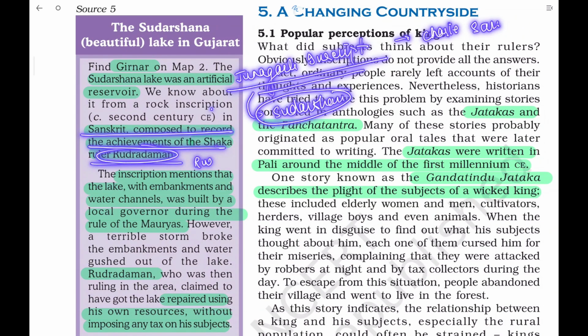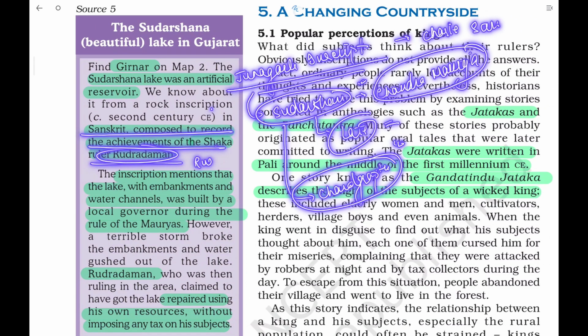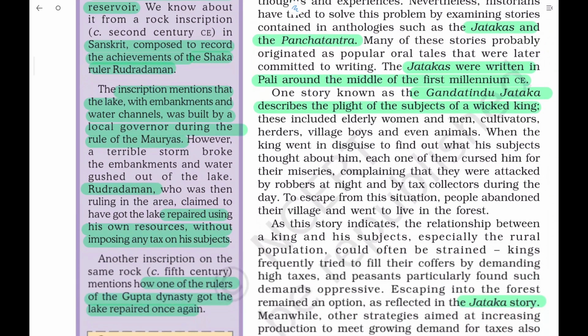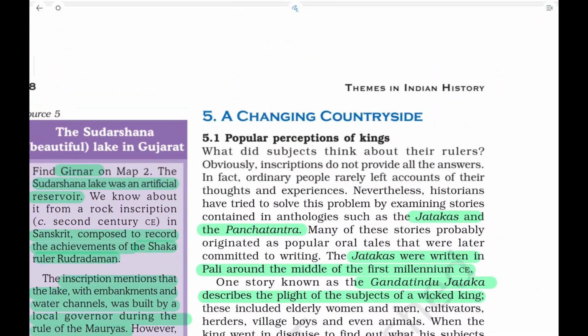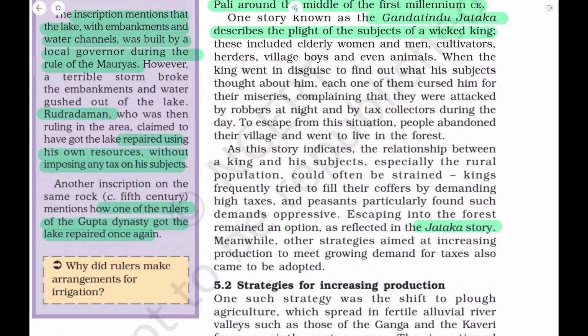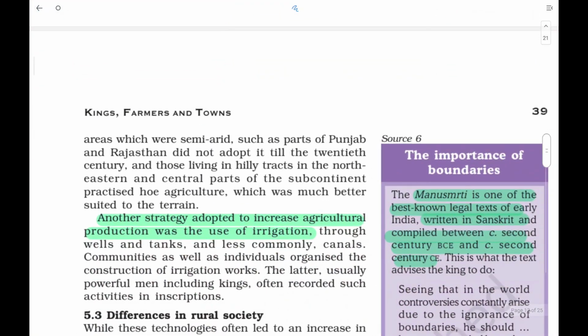Now, what mention does it find? That the Sudarshan Lake was built by Chandragupta Maurya, the founder of the Mauryan Empire, and was later repaired by Rudradaman. Also, a Gupta ruler played a significant role in the maintenance of the artificial lake, the Sudarshan Lake. Okay, this is all the information given. Whatever I have told you in the explanation right now, just note it down; nothing else is important in this paragraph.